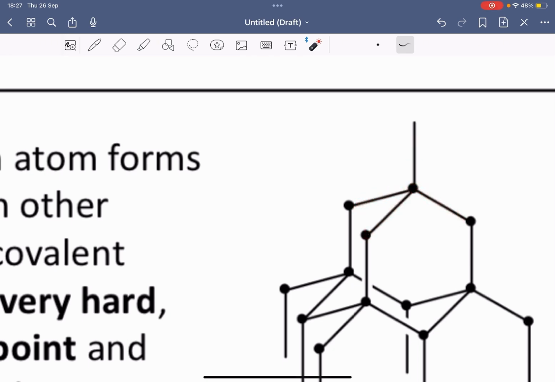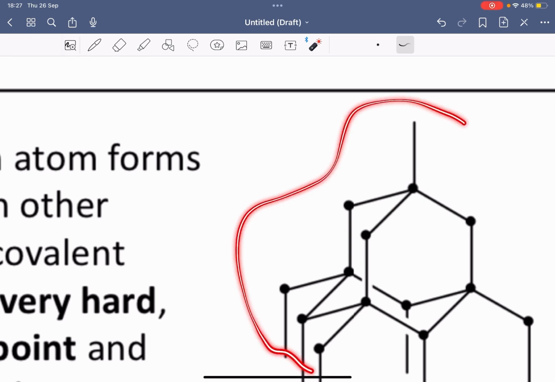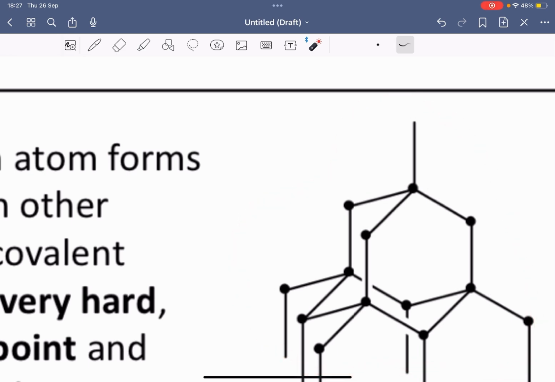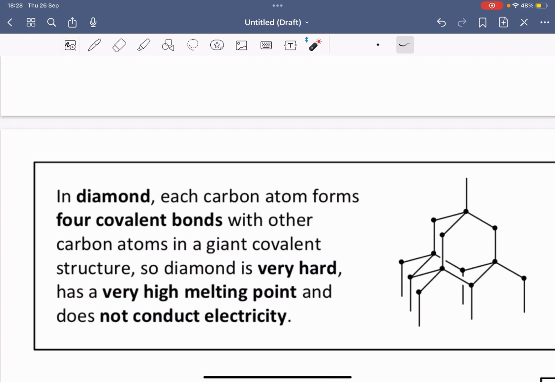There's no intermolecular force, and that's because there's no two molecules. The whole structure is one big molecule. So if I get a piece of diamond, it's not like a simple molecular structure where it's a bunch of molecules joined together. It's all just one big structure. In diamond, each carbon atom forms 4 covalent bonds with other carbon atoms in a giant covalent structure. So diamond is very hard, has a very high melting point, and does not conduct electricity.